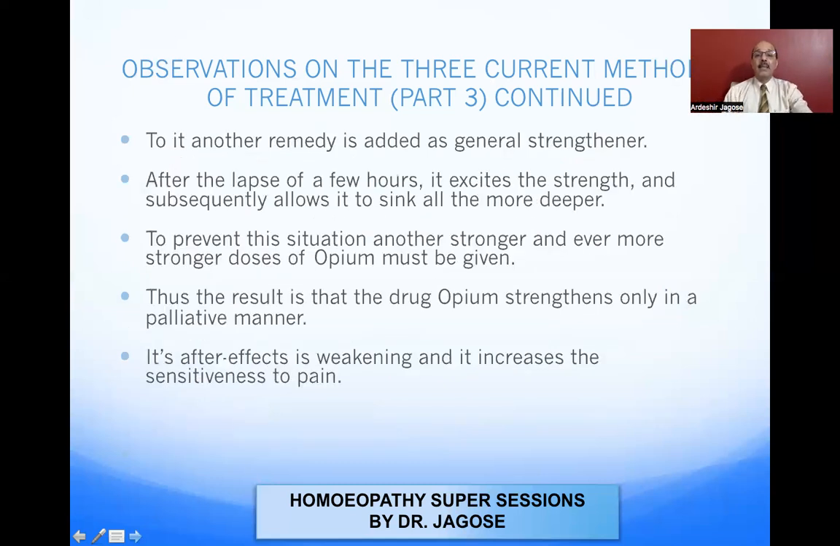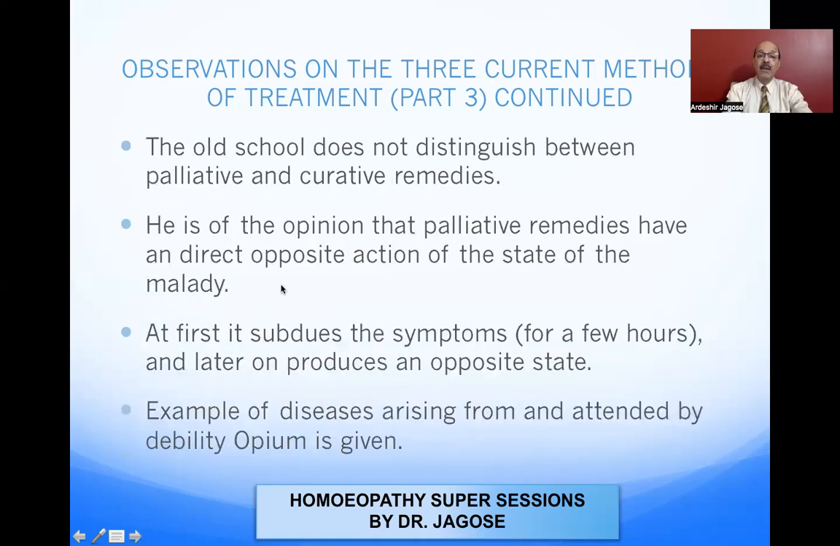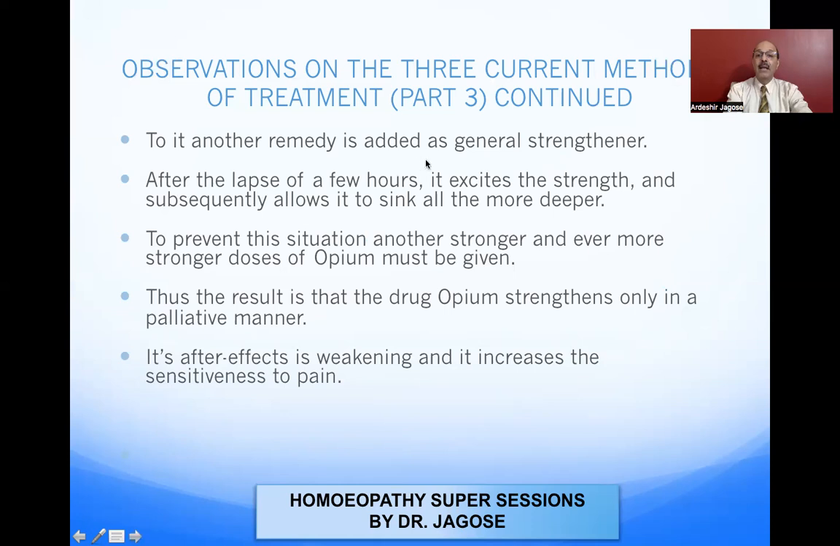To it, another remedy is added as a general strengthener. So a palliative remedy is given on an opposite basis, a few hours of relief is there, and then another remedy is added as a general strengthener, because the first remedy will weaken the condition. In order to combat the weak condition, a remedy which strengthens the action will be given. After the lapse of a few hours, it excites the strength and subsequently allows it to sink all the more deeper. Initially it will excite the strength, but later on the patient will go into a more stuporous condition. To prevent this situation, another stronger drug and an even stronger dose of opium must be given.